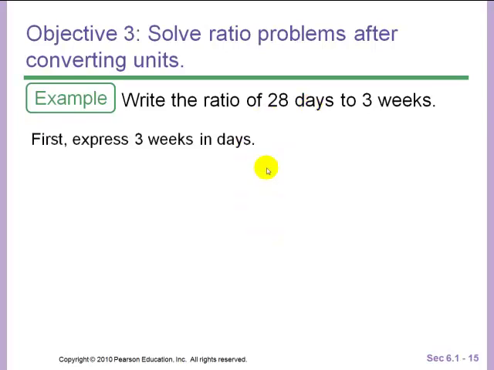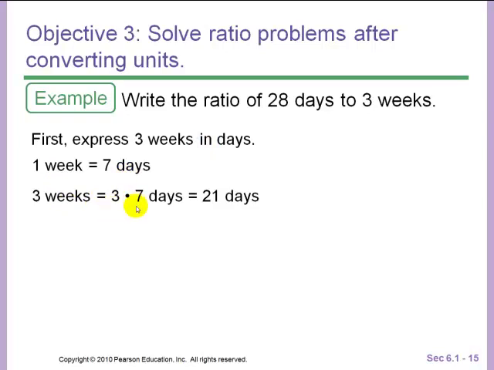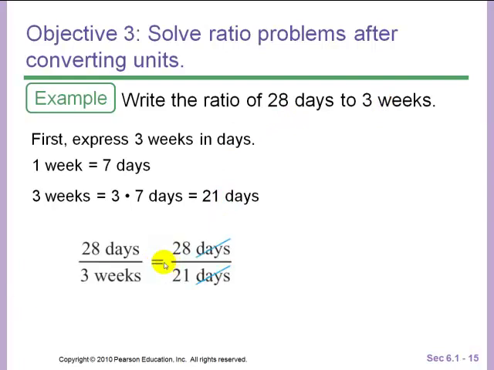So 28 days is what we're going to be working with, days. So 3 weeks expressed in days. 1 week is 7 days. So 3 weeks is 3 times 7 days, or 21 days. So now we're comparing 28 days to 21 days. Now that the units are the same, they cancel out. 28 over 21, we can divide them both by 7, and we get 4/3.